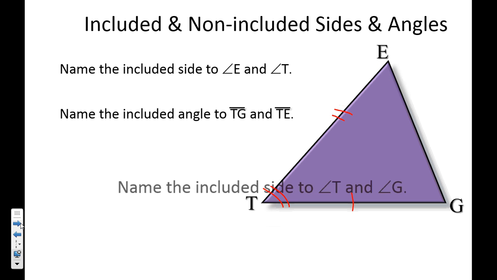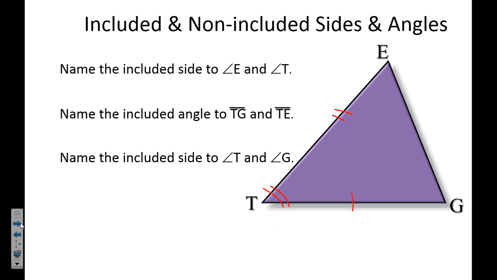Last example in this one. Included side for angles T and G. TG. Okay. The ones that are right next to them. So they have to be all in a row to be considered included. Okay. No gaps, no jumps, no hops. Okay.